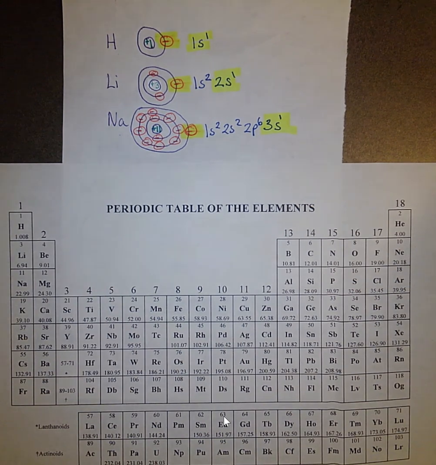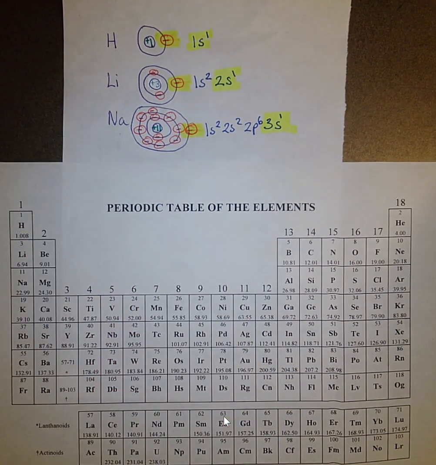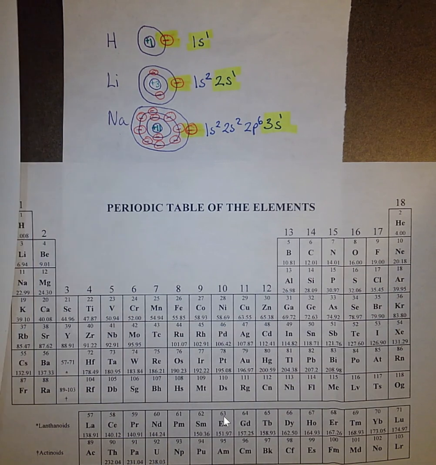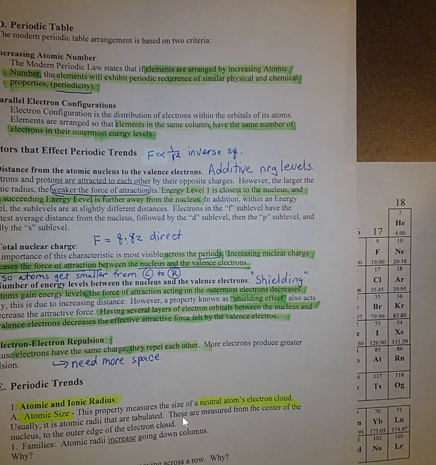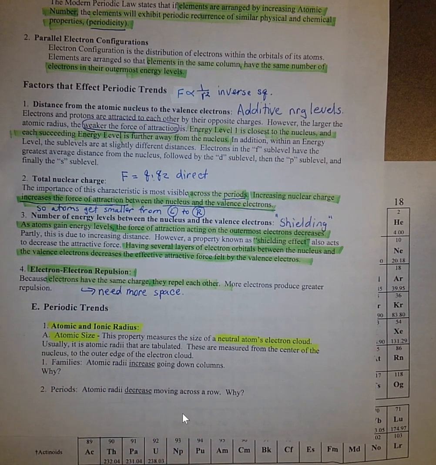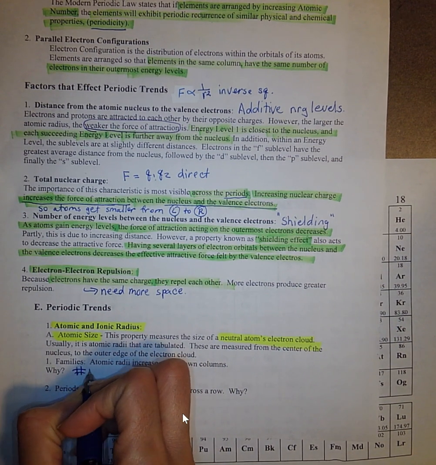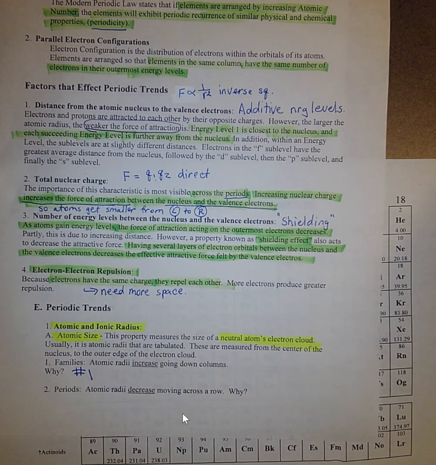Keep in mind that we are talking about Coulomb's law for the first one, where we're talking about the distance between the nucleus and the valence electron right here. Okay, so if we go back to your notes right here, our reason would be the atomic radius increases going down. We would say it is due to number one, or the very first factor in our notes, which states the distance from the atomic nucleus to the valence electron. It is increasing because our energy levels are also increasing.